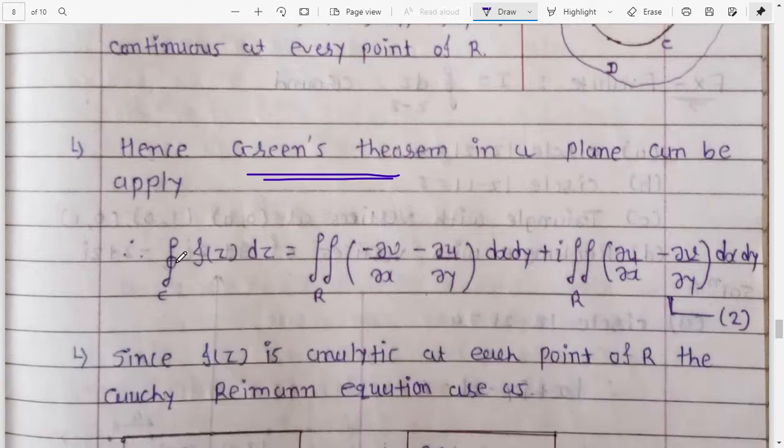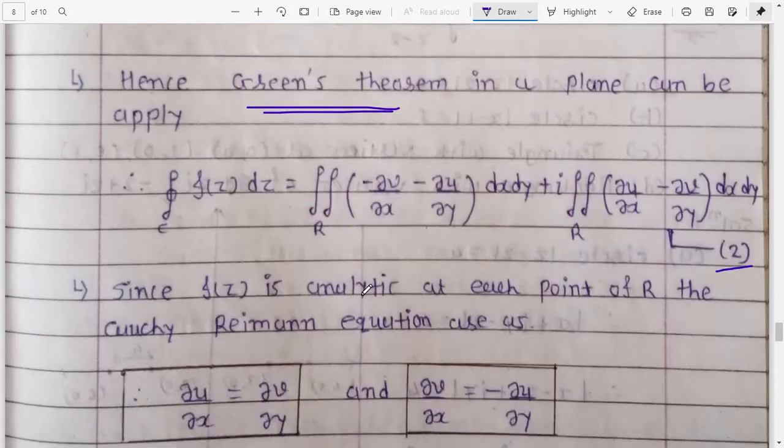Integration over closed curve C f of z dz is equal to double integration over region R of (minus del v by del x minus del u by del y) dx dy plus iota times the double integration over region R of (del u by del x minus del v by del y) dx dy. This is equation number 2.